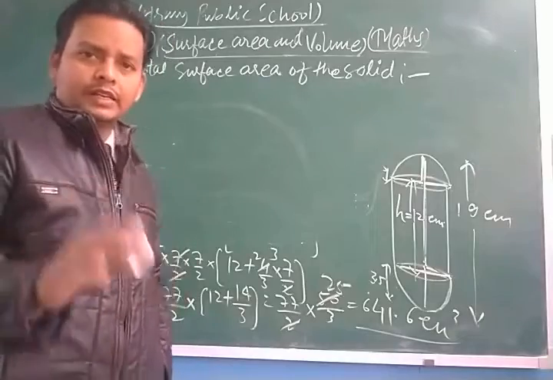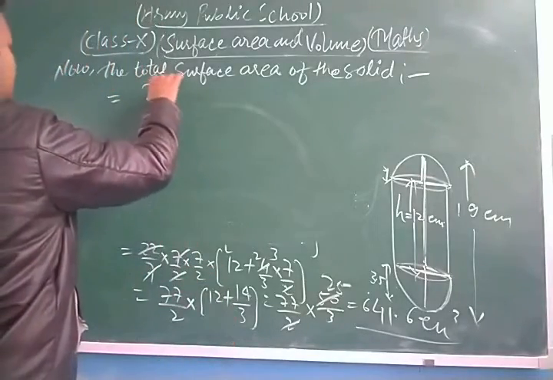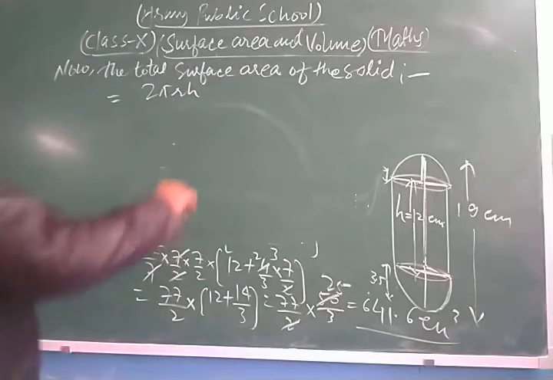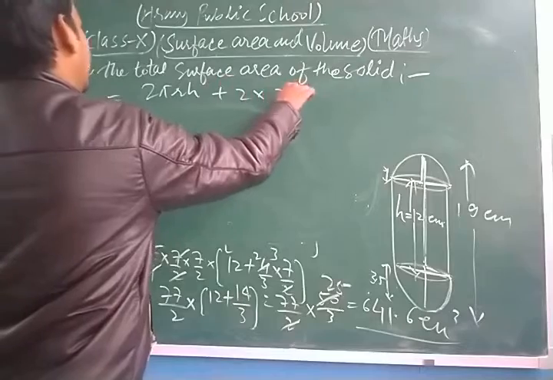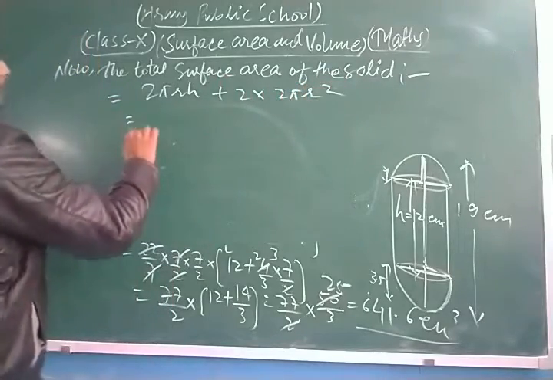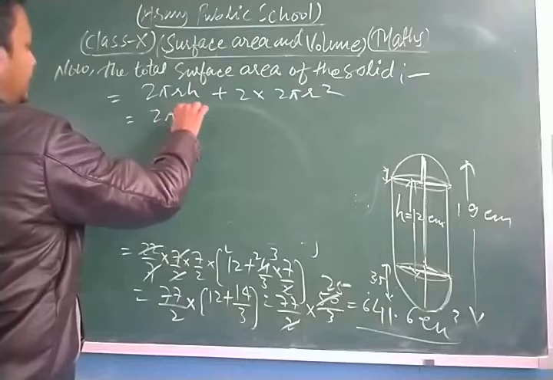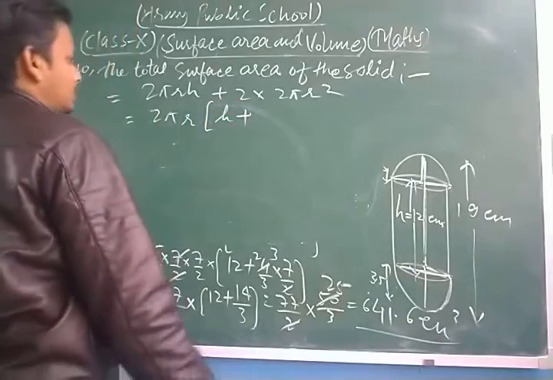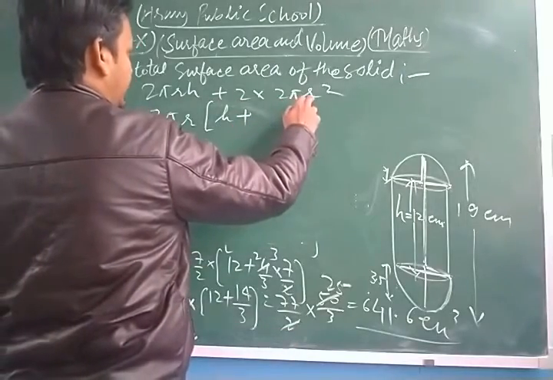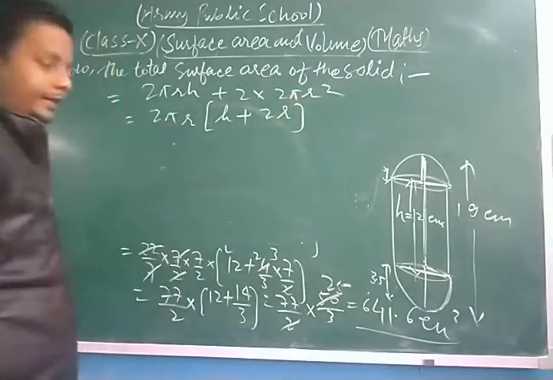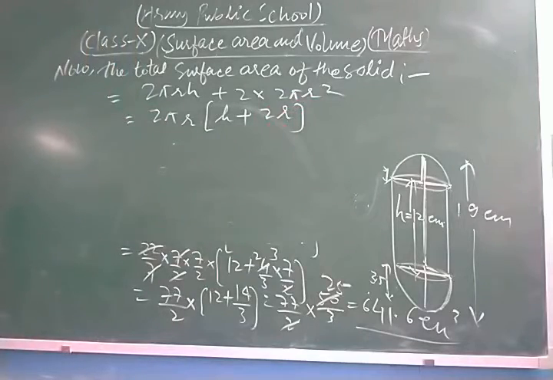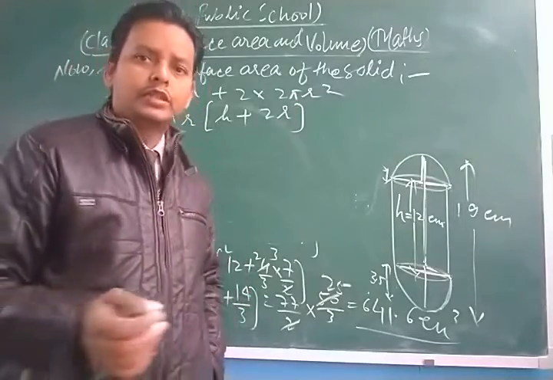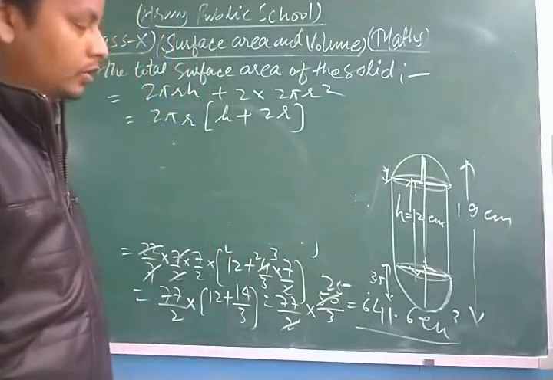Curved surface area of the cylindrical portion, that is 2 pi RH, plus 2 into the surface area of a hemisphere, 2 pi R squared. So now we take 2 pi R common, so we get H plus 2R. Now we put all the values in that formula and simplify them, so in this way we get our result.